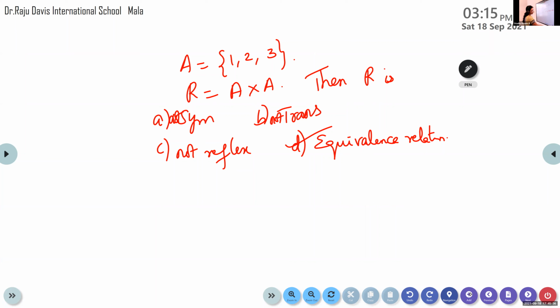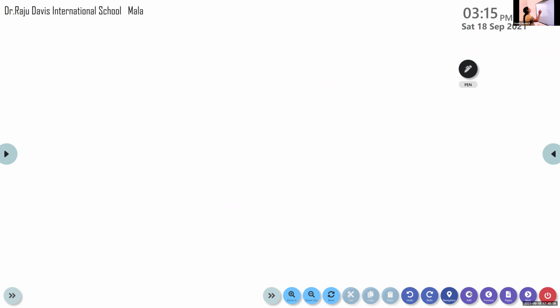Next one. Give the domain of the function f of x is equal to 1 by root of x minus 1. Answer the previous question.